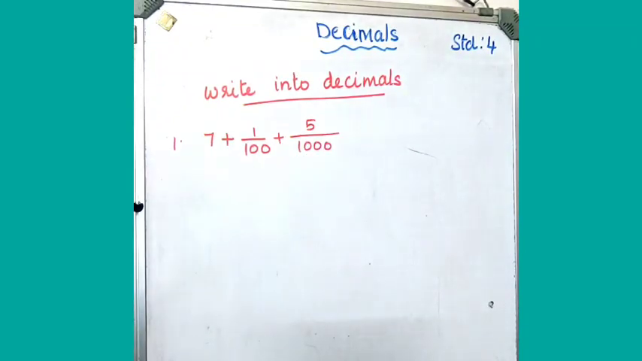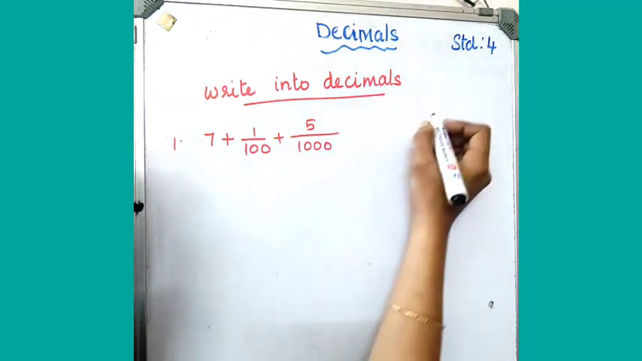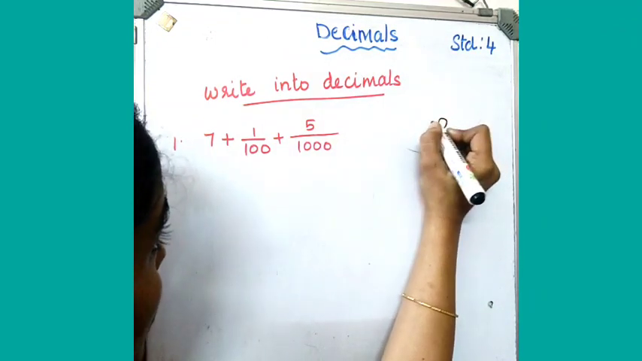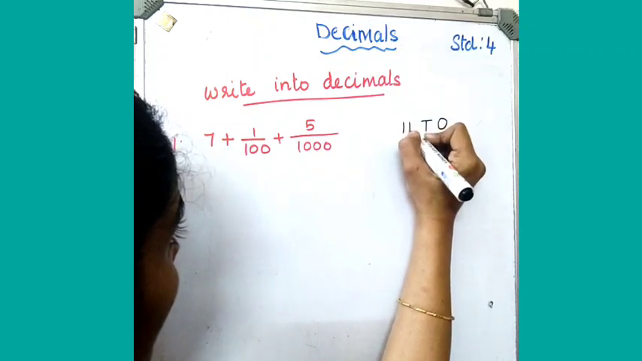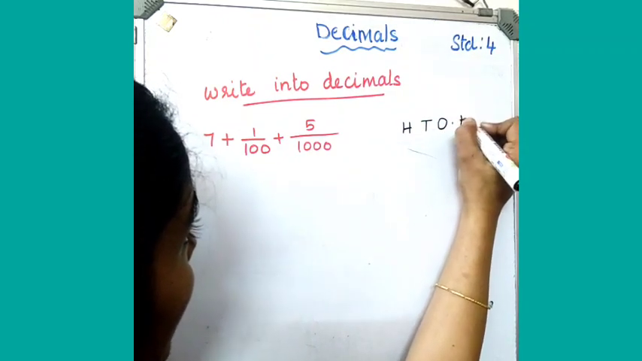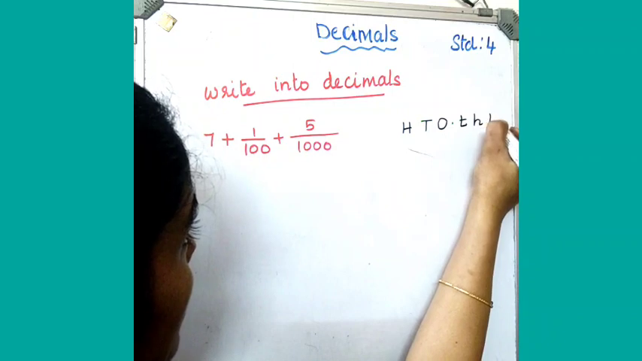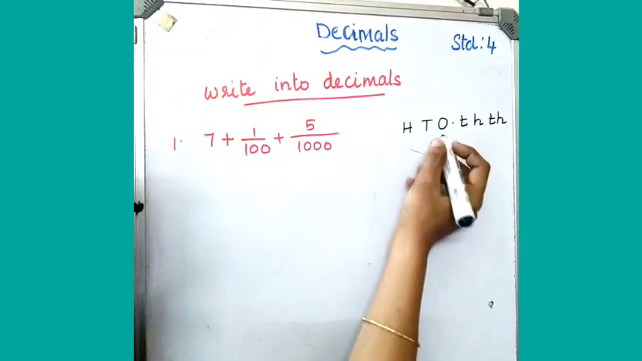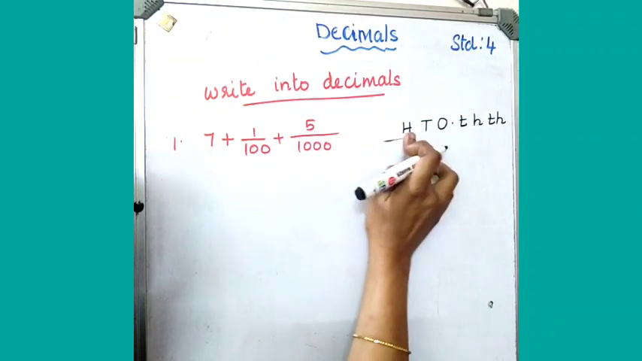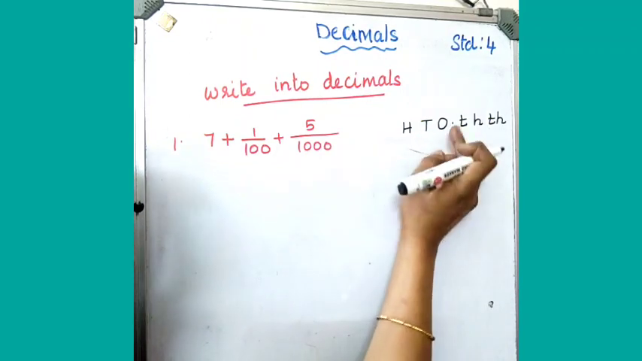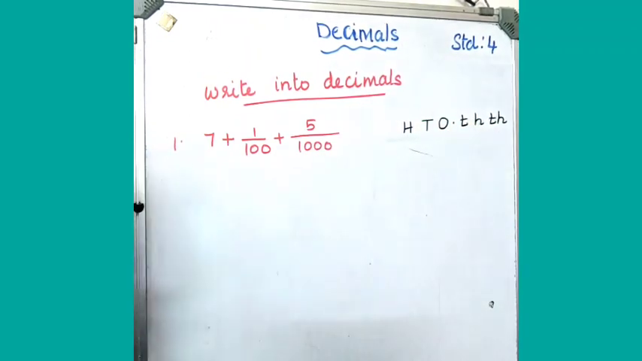Look here, write into decimals. Here the expanded form of the number is given. We have to convert this into the decimal form. How will you convert? For this we have to know the place value chart: tens, ones, point, 10th place, 100th place and 1000th place. These are similar to the whole number, only the missing part is ones.